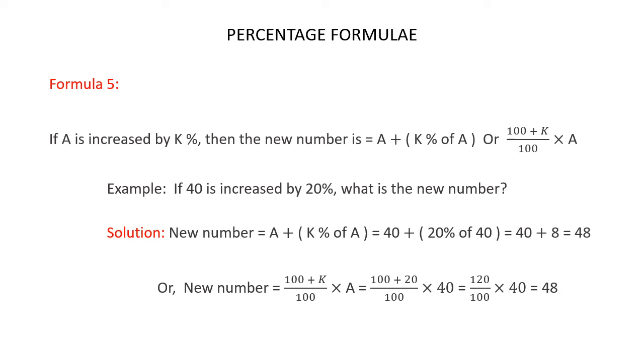Now multiply the increased value with the original number to get the new number. So here the number is increased by 20%. So the increased value is 120 by 100. 120 by 100 multiplied by 40 is the new number 48.